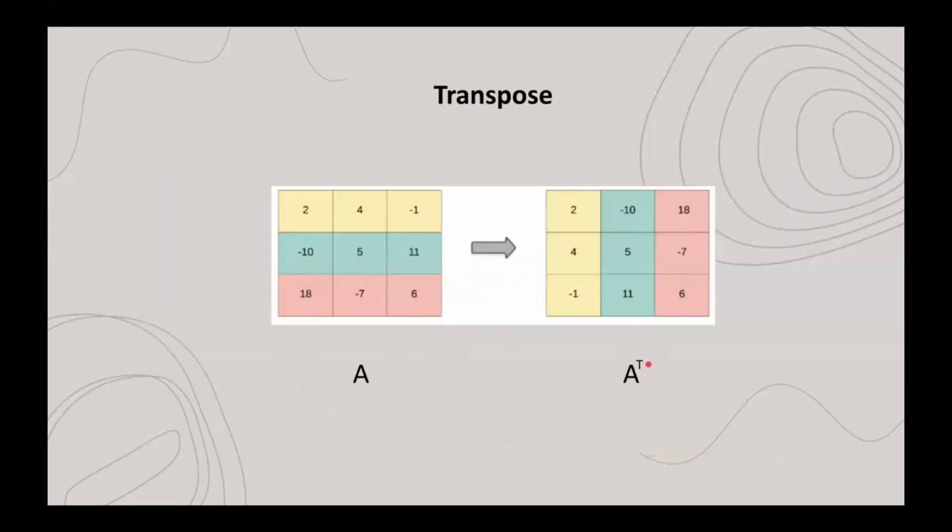As you can make out from this image, it is basically swapping the rows and the columns of the matrix. Given the matrix A, its transpose is denoted as this. So the first row of A becomes the first column of A transpose, and so on.